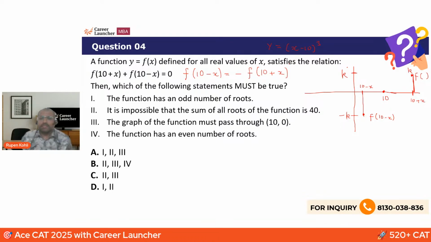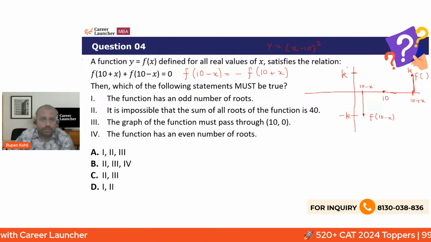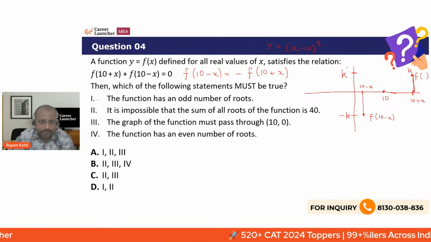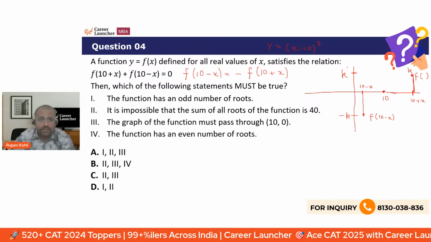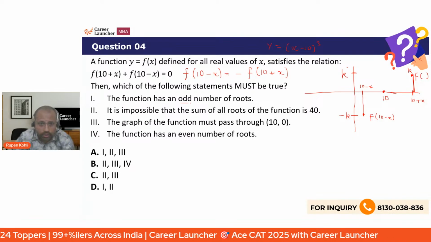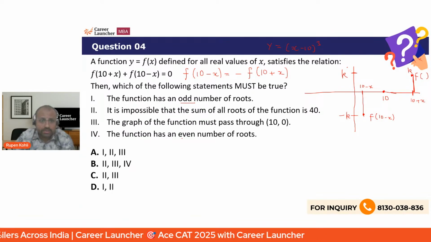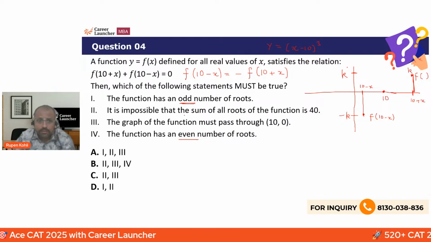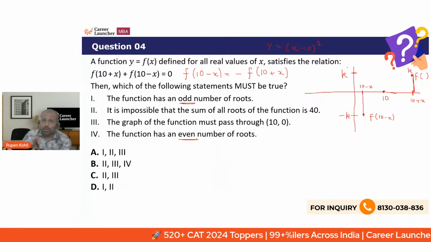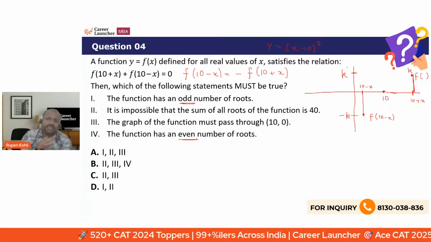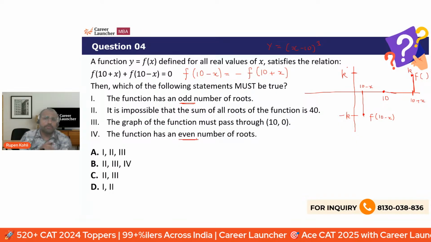Now let's analyze the statements. Look at the first and the last statement. They are definitely anti to each other. They are reverse of each other. The first statement is saying the function has an odd number of roots. The fourth statement is saying the function has an even number of roots. Definitely both these statements can never be true, right? Either one or none of these statements is true. So let's analyze the condition of number of roots.